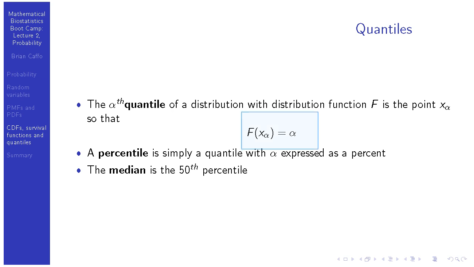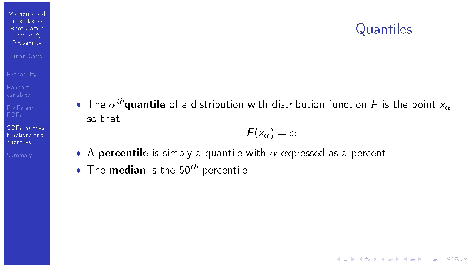The alphath quantile of a distribution is the point so that the probability of being less than that point is exactly alpha. So if x sub alpha is the alphath quantile of the distribution, we want the probability of being less than or equal to x sub alpha to be exactly alpha. As a specific example, if alpha was 0.25, x sub 0.25 is that point such that the probability of being less than it is 25%.